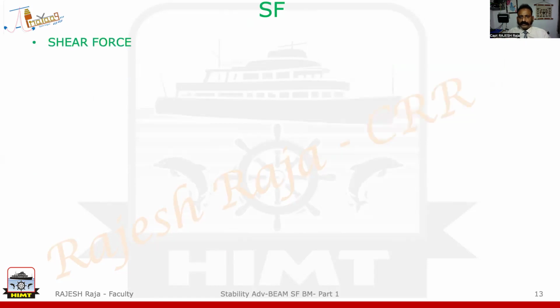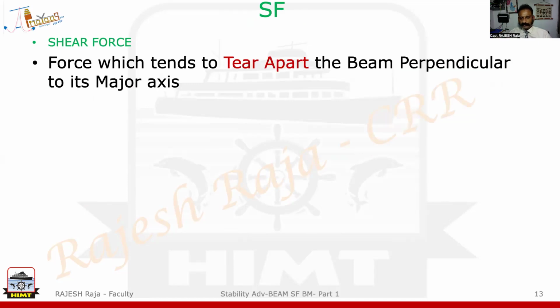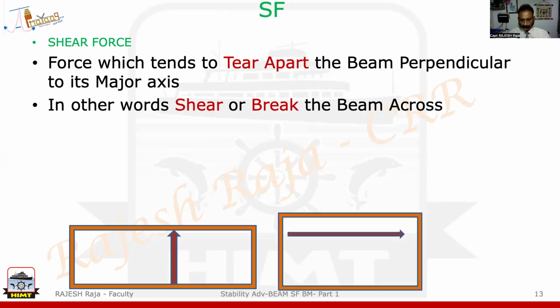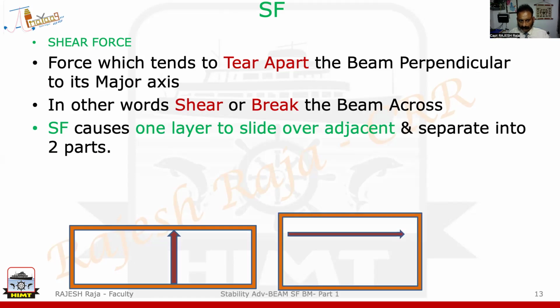Now let us look at this first force called shear force. Okay? What is a shear force? It is nothing but a force which tends to tear apart the beam. The beam is that structure, perpendicular to this major axis. So let me show you a small diagram. In other words, the shear will try to shear or break the beam across. So when I say break the beam across, it'll try to even slide one layer over the adjacent layer and try to separate it.